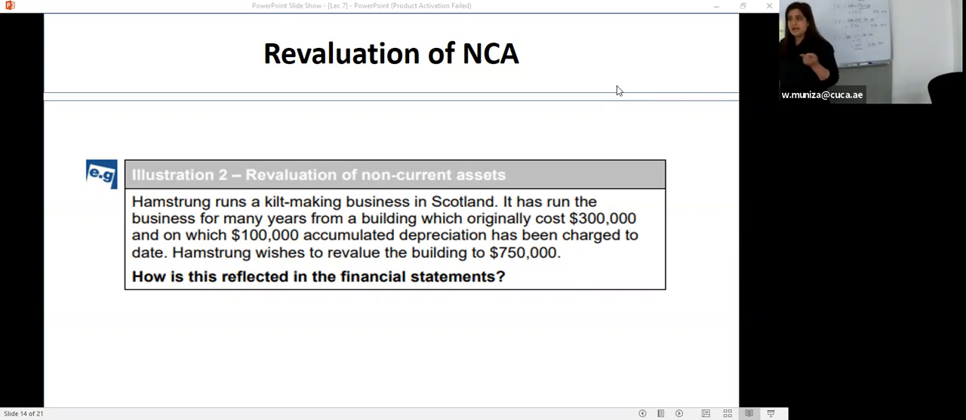$750,000. Now, students, for assets with accumulated depreciation, what accounting entry are we going to pass in the case of revaluation? Debit will be non-current asset cost account. Debit will be accumulated depreciation account, and credit will be revaluation surplus account. In front of accumulated depreciation, we are going to record the total amount of depreciation which has been taken to date. In this case, how much is it? 100,000. In front of non-current asset cost account, which amount are we going to write?